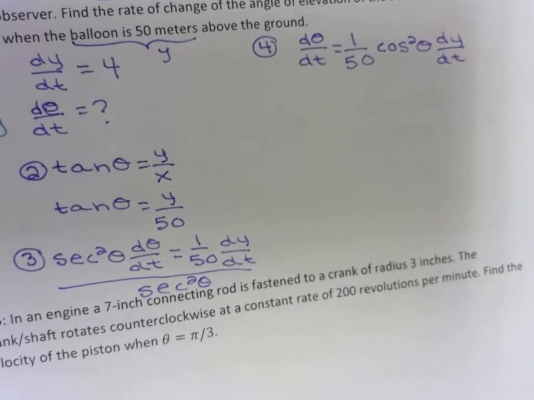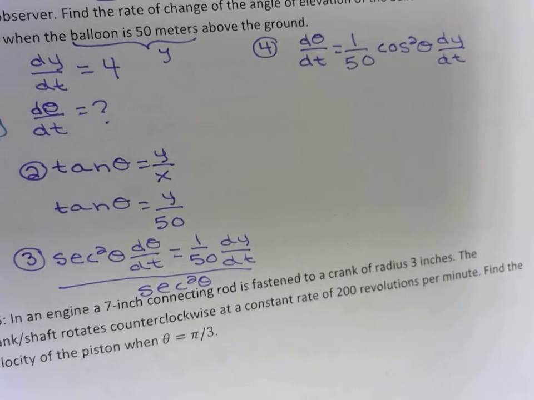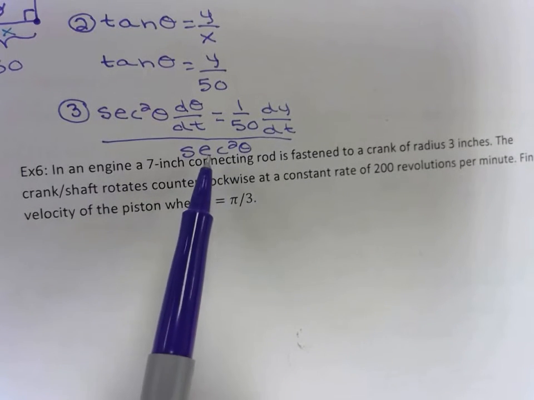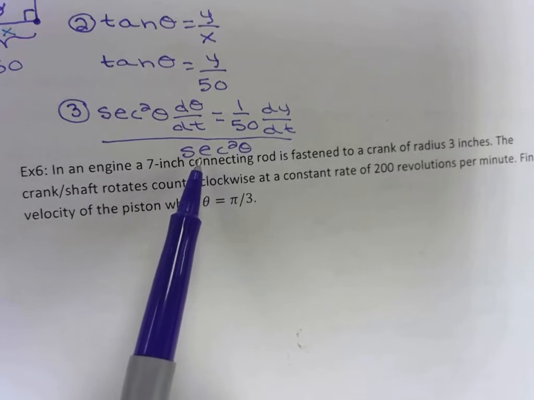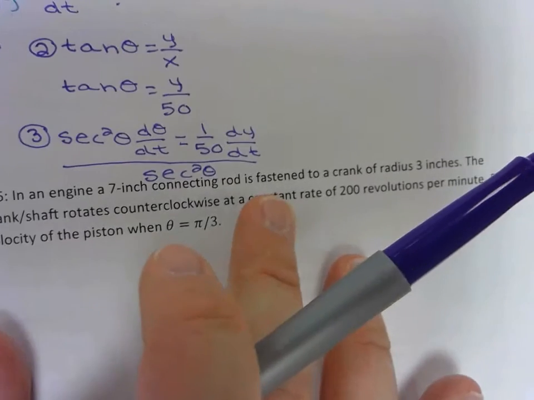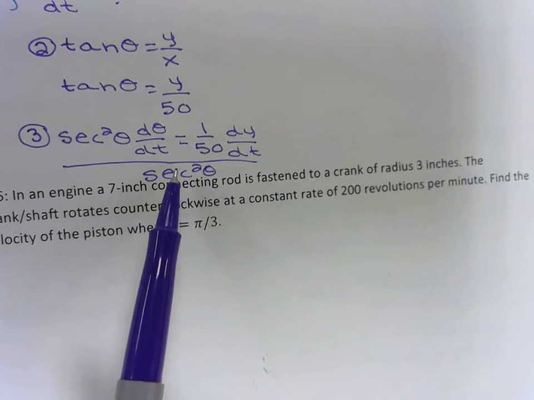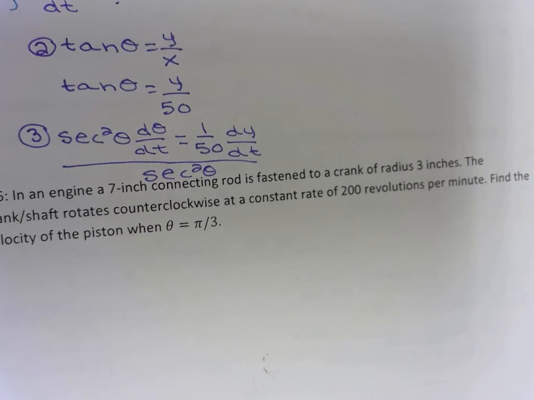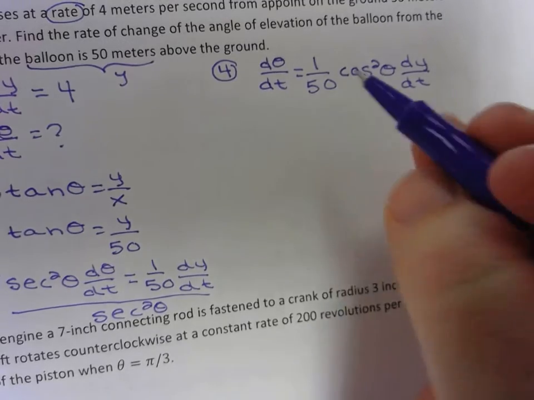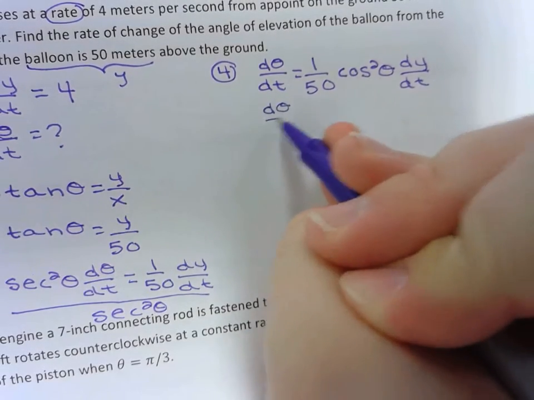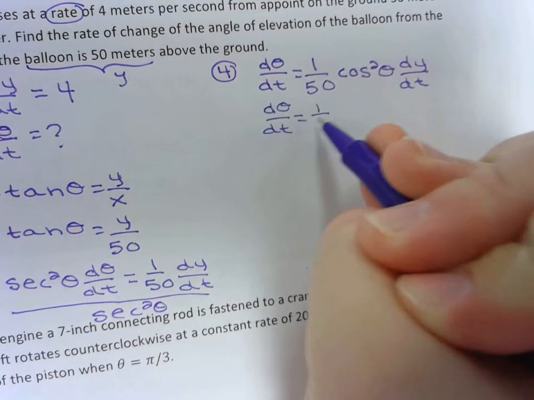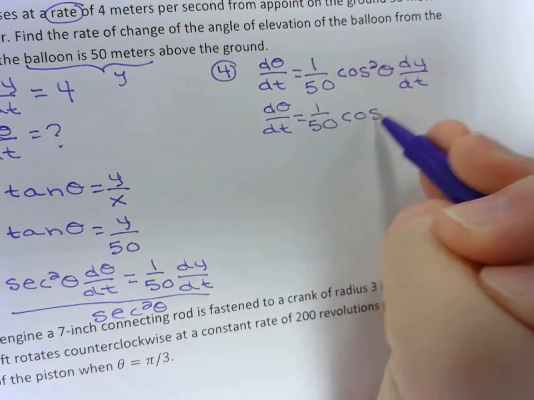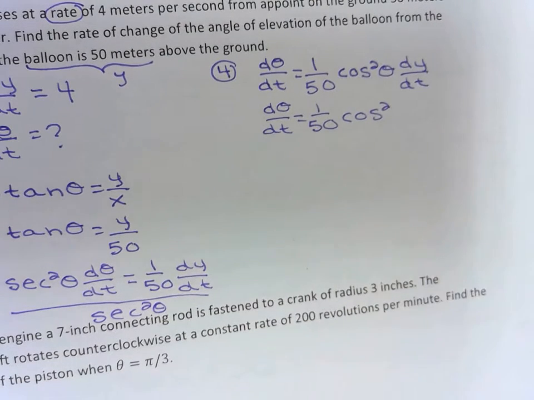Before I start plugging stuff in, since I know I wanted to know d theta dt, I solved my derivative equation for d theta dt by dividing by secant squared theta. Remember, secant squared theta is the same as 1 over cosine squared theta. Dividing by 1 over cosine squared theta is the same as multiplying by cosine squared theta. So there's my formula. I want to know d theta dt, so let's plug everything else in. 1 over 50 cosine squared theta. It's a variable, so I need to make sure I get everything plugged in. I only can have d theta dt left.